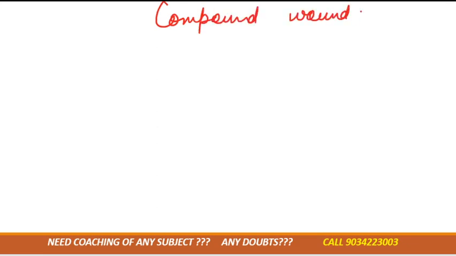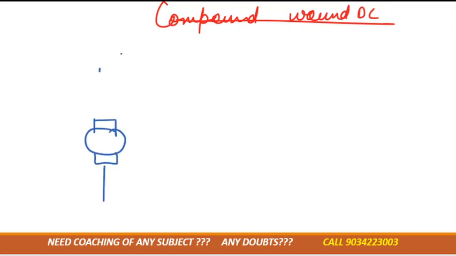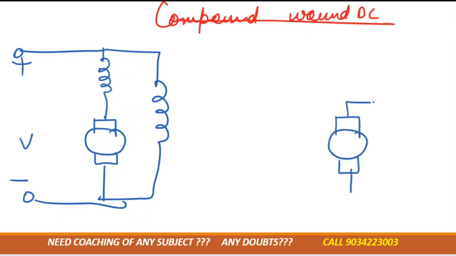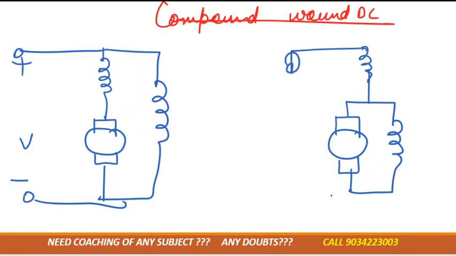compound wound DC motor. So as its name suggests, compound means the combination of the series as well as the shunt. Okay, so we are having again the armature, we have combined in series first, then we have combined with parallel like this, and again we give the voltage supply plus minus V. We can do one thing more, that the armature first is connected in parallel. Okay, then both are connected in series. Now we can draw it like this.